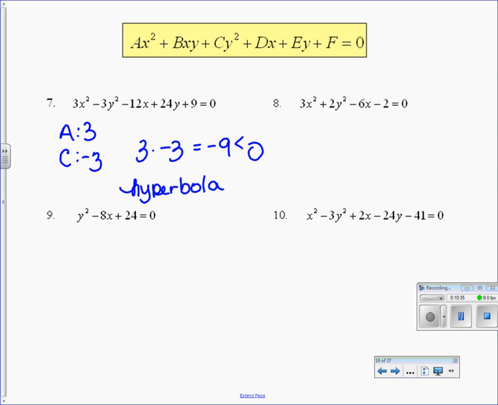If we take a look at number 8, the A value is 3. The C value is 2. And multiply them. They're not the same number, so we're going to multiply them. We're going to get 6. 6 is a positive number. It's greater than 0. So therefore, this is an ellipse.